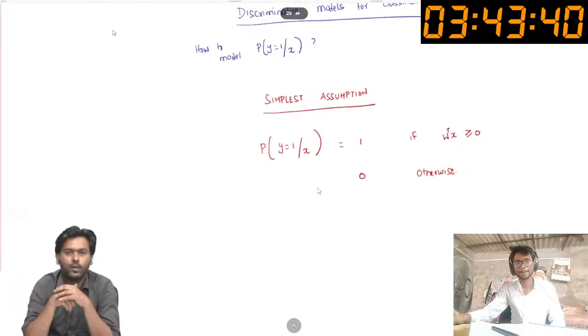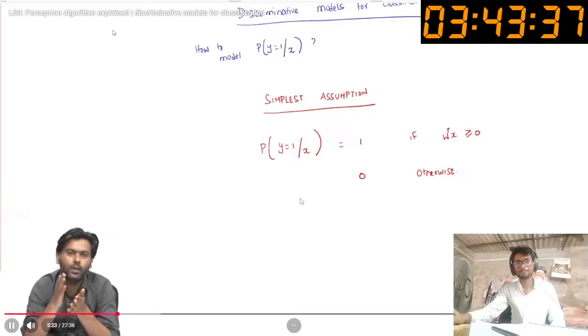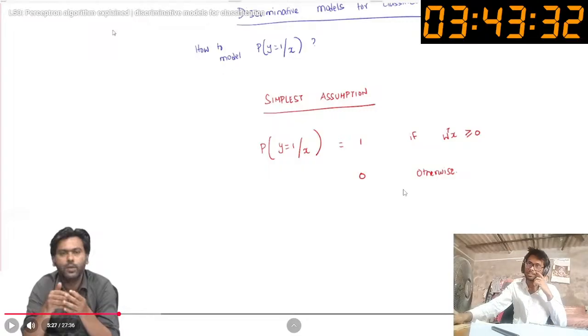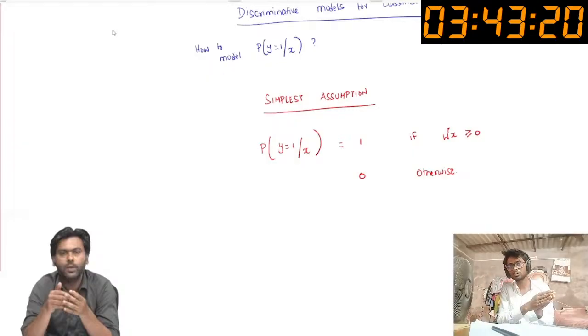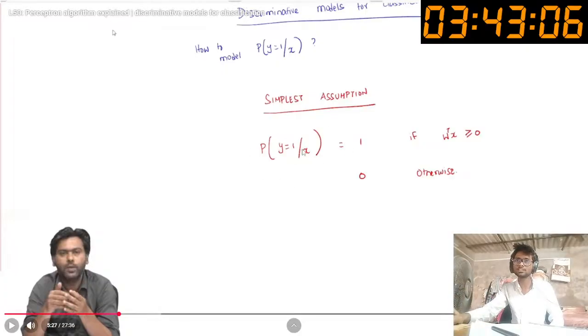Now, let's try to think about what this assumption actually means. We are saying that the probability that y equals 1 given x is either 1 or 0. In the red portion, the instructor is simply saying that given a data point, it will belong either to label 1 or 0, with absolute certainty. We just need to figure out the value of w transpose x, which is a dot product.